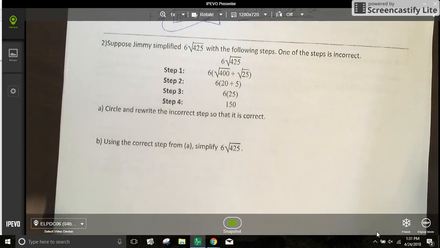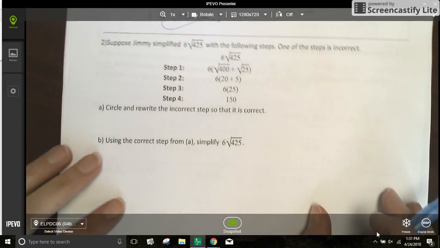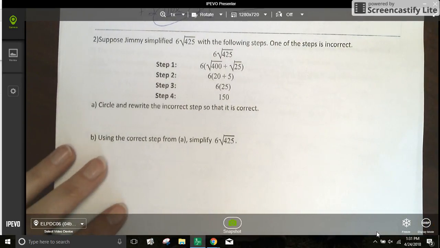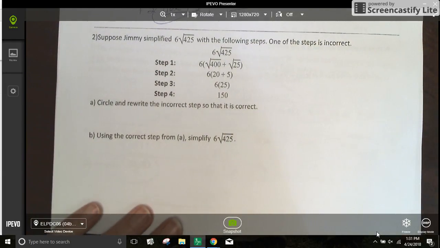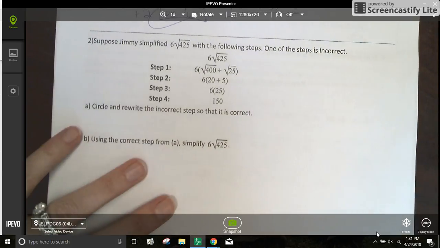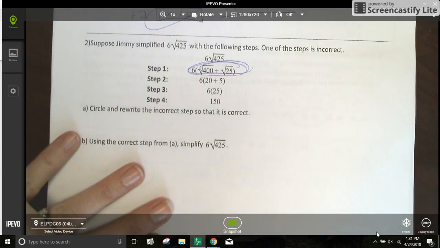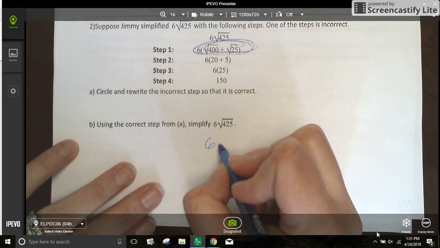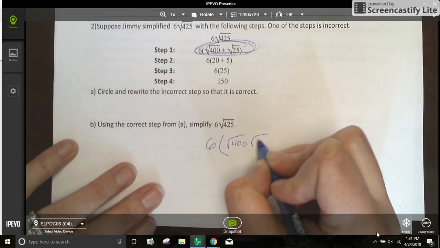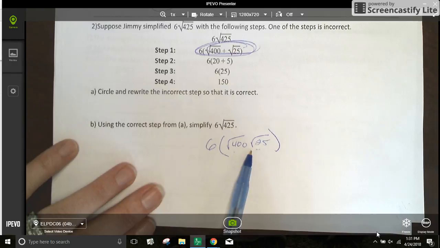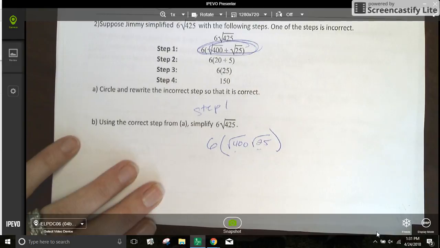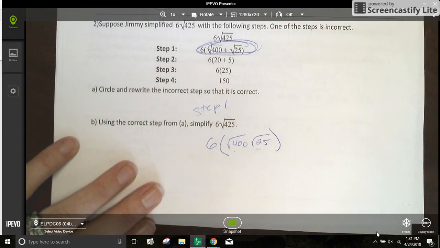For number 2, they want to know what's incorrect and to correct it. So let's take a look here. All right, so when you split up a square root, it's not addition, it's multiplication. So I'm just going to correct it down here. When they split it up from 425, you can split it like that, but it's multiplication, not addition. So their mistake was here in step 1. They shouldn't have used addition, they should have used multiplication.